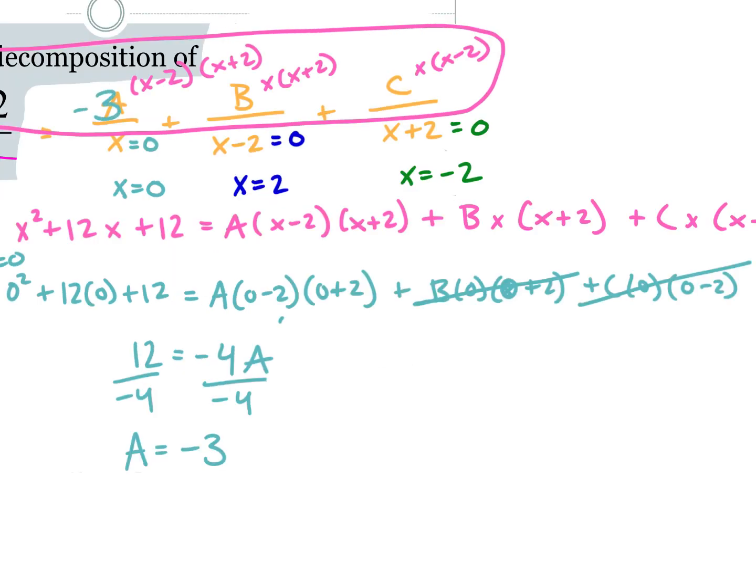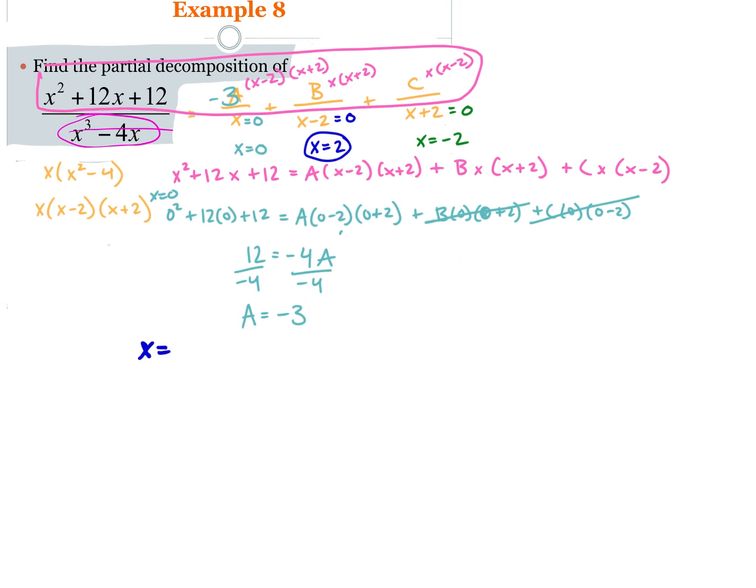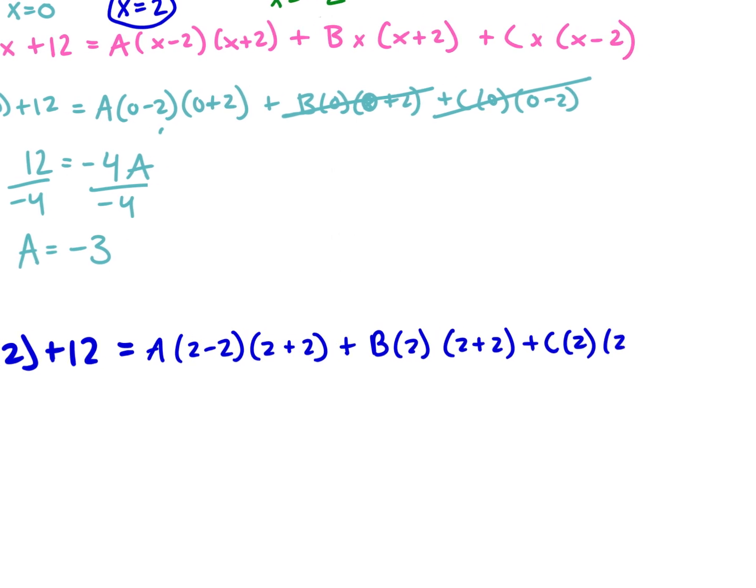So we're going to plug in negative 3 for A. That's going to be our final answer, but we still have to find B and C. So what can we do next? Plug in 2. We want to move on to our next x value. So let's plug in 2. So we have x equals 2. So we're going to plug in 2 to all of our x's. So 2 squared plus 12 times 2 plus 12 equals A times 2 minus 2 times 2 plus 2 plus B times 2 plus 2 plus C times 2 minus 2.